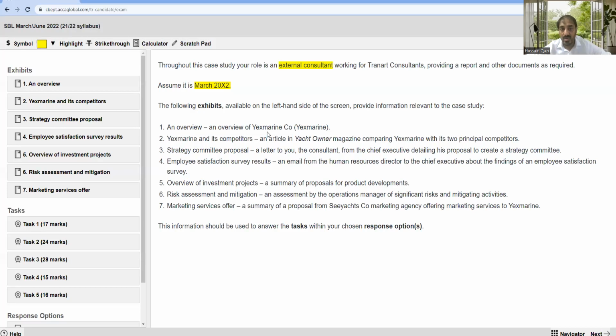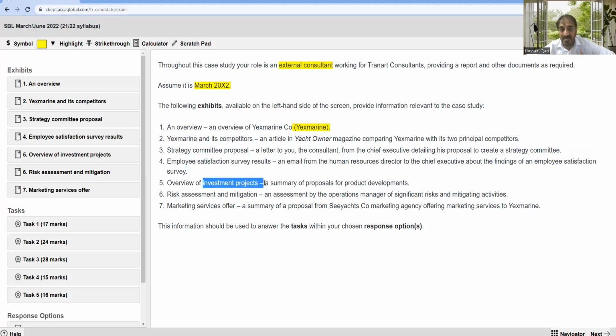Number one, an overview of X Marine Company. X Marine, something marine, a business related to the sea, some water-based business. X Marine and its competitors. Number two, an article in Yacht Owner magazine comparing X Marine with its two principal competitors. A strategy committee proposal, a letter to you, the consultant, from the chief executive detailing his proposal to create a strategy committee. Employee satisfaction survey results. An email from the human resource director to the chief executive about the findings of the employee satisfaction survey.